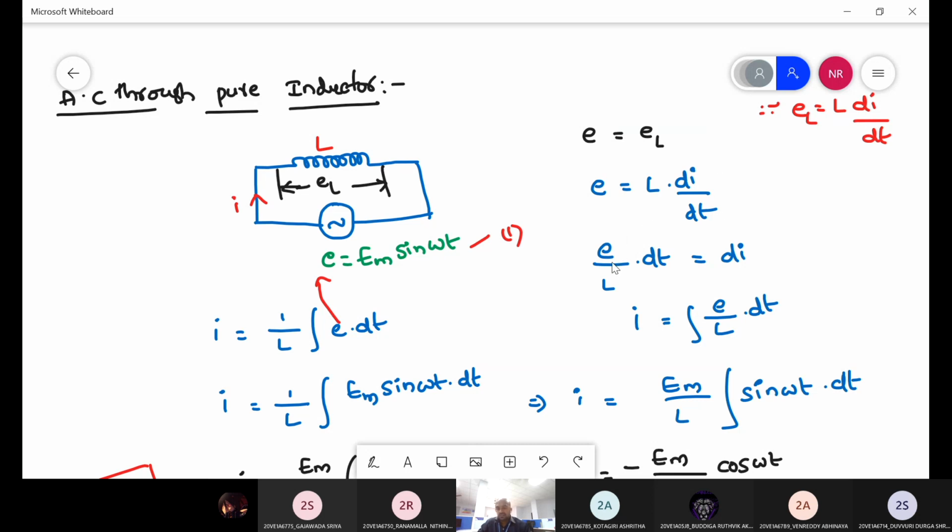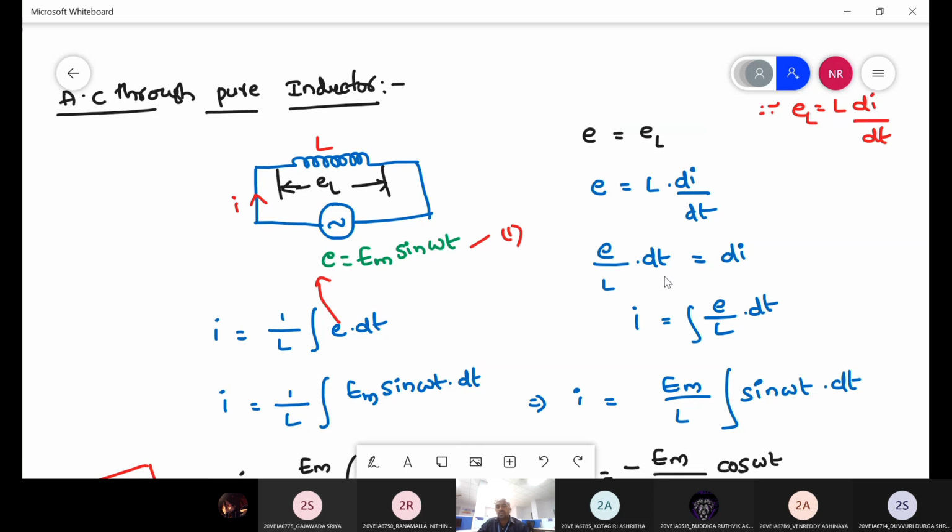Then E is equal to Em sin omega t. So first, here E is equal to L into di by dt. Then I move L to the other side, and write di equal to.